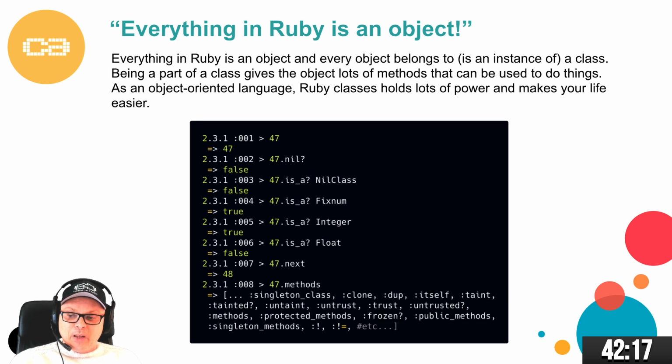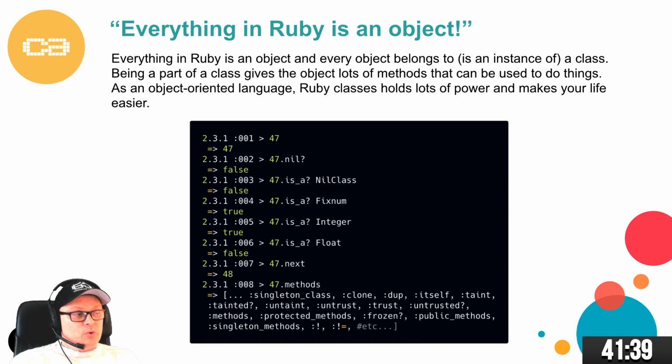And also, and this is something that a lot of students tend to forget, so please take this down as well: if you call the .methods method on an object, like in this case 47, you will get a list of all the things you can do with that particular object. So 47.methods would return a fairly long array of symbols that give you the names of all the different methods you can call on 47.